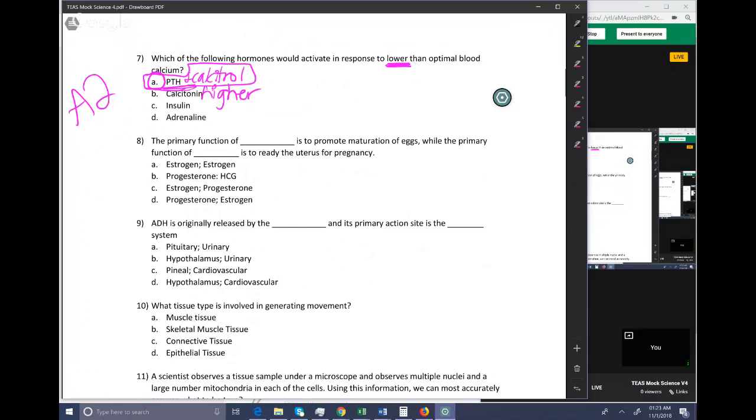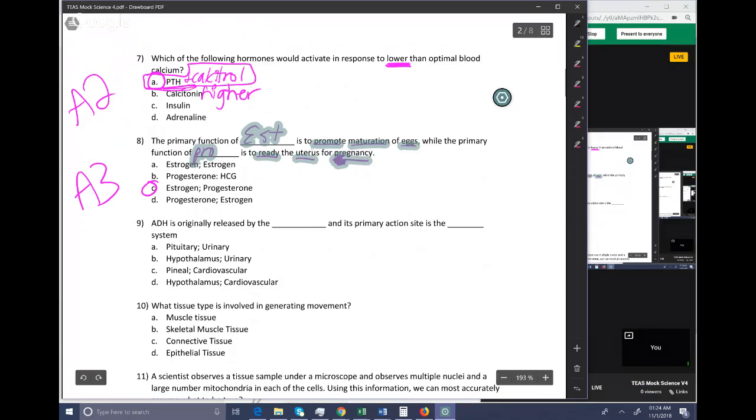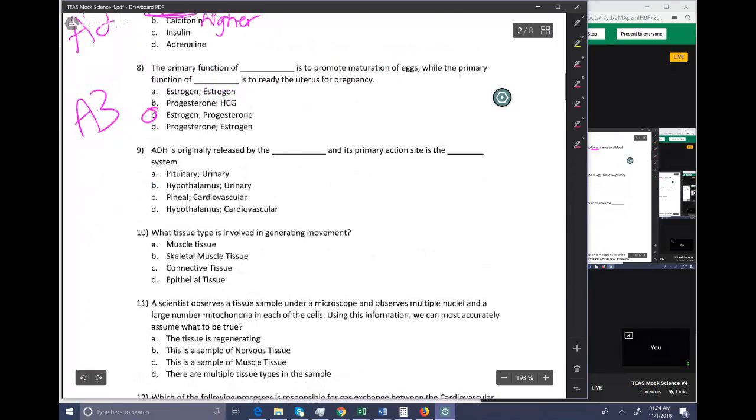8 is Anatomy 3, reproductive system. The primary function of blank is to promote maturation of eggs, while the primary function of blank is to ready the uterus for pregnancy. By now, hopefully you remember that estrogen does maturing of eggs, and progesterone, P for pro, P for pregnancy, progesterone does pregnancy. So that is C. Puts estrogen in that first blank, progesterone in the second.